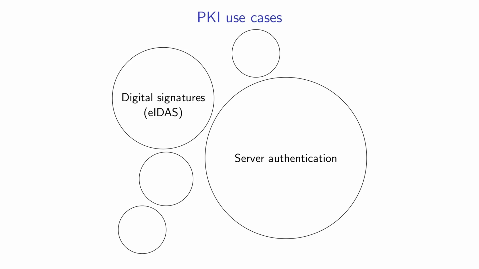The next bubble by size could be digital signatures. We have the eIDAS regulation in Europe, which gives a digital signature the same legal status as that of a handwritten signature. Each digital signature is linked to a public key certificate that identifies the signatory. In this part of Europe, the use of digital signatures is quite popular. Then we use certificates for code signing.